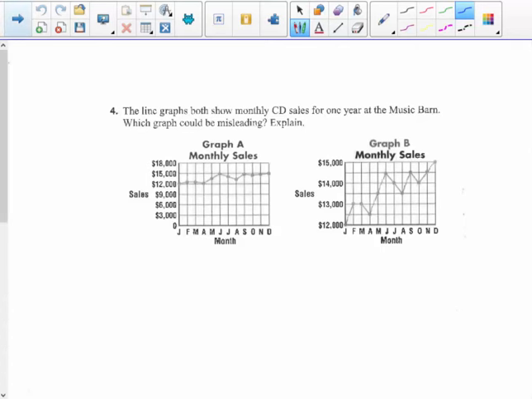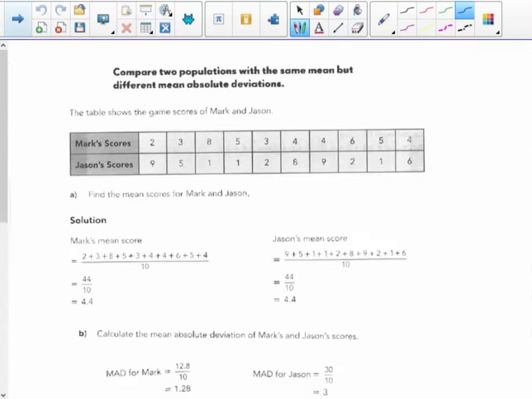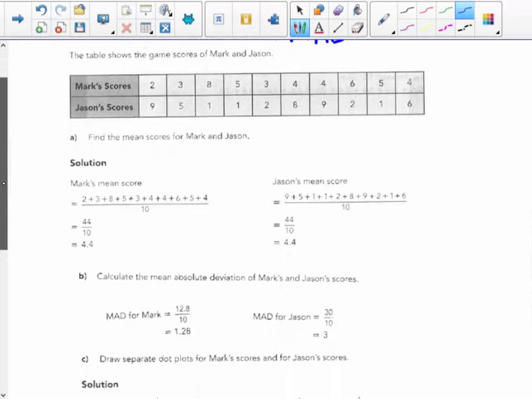So on to the next page, page 15 in the packet 4B. Comparing two populations with the same mean average, but have different mean absolute deviation, the MAD for short. So the calculations have already been done, yay. Here's Mark and Jason scoring points, maybe in a basketball game or some kind of game. Find the mean scores for Mark and Jason, already done for us. You can see that they have the exact same average, 4 4/10.